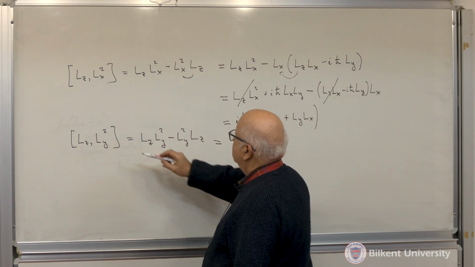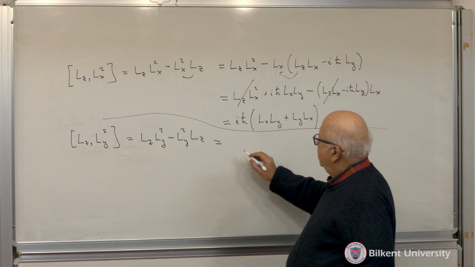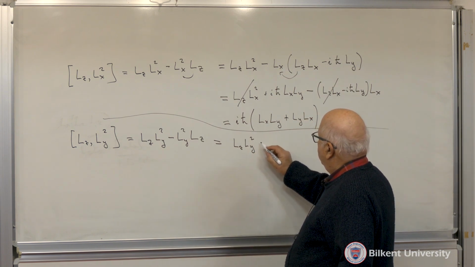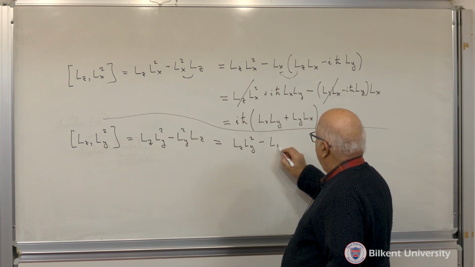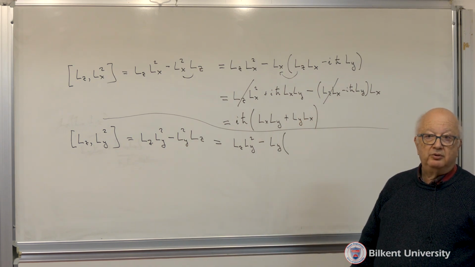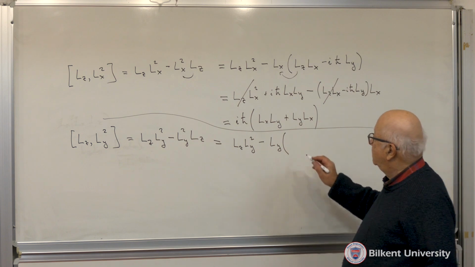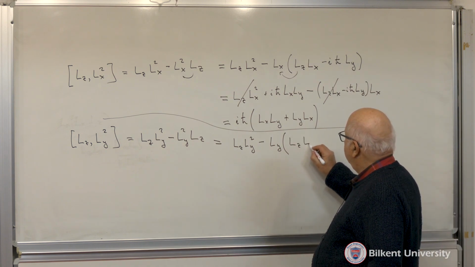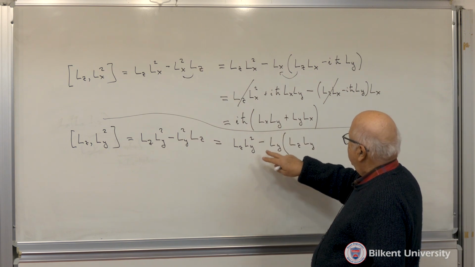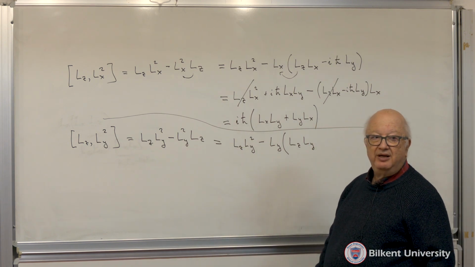Okay, so what is that? Let me just draw a line here. I'm going to get Lz Ly squared minus, there's an Ly multiplying an Ly Lz. So what do I write here? Lz Ly plus Lz Ly, and then the commutator of Ly with Lz, yes.